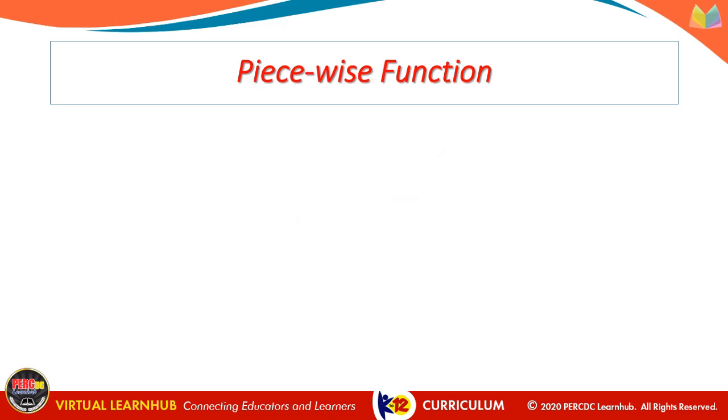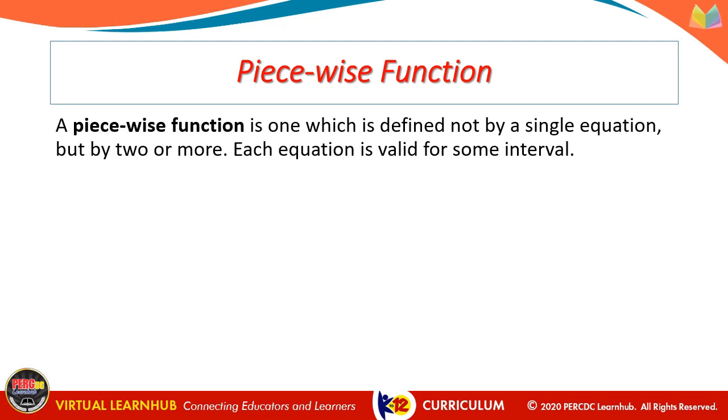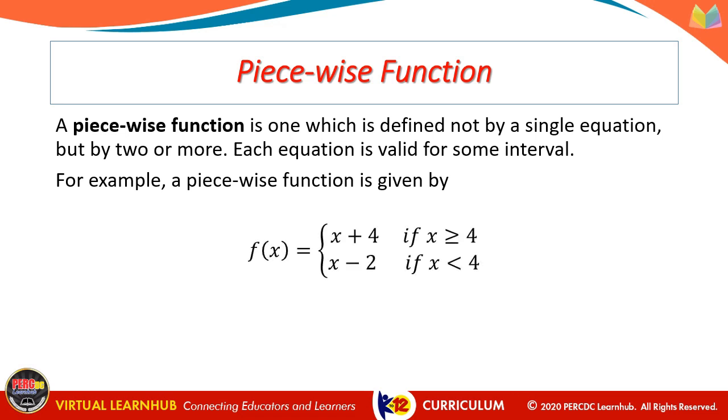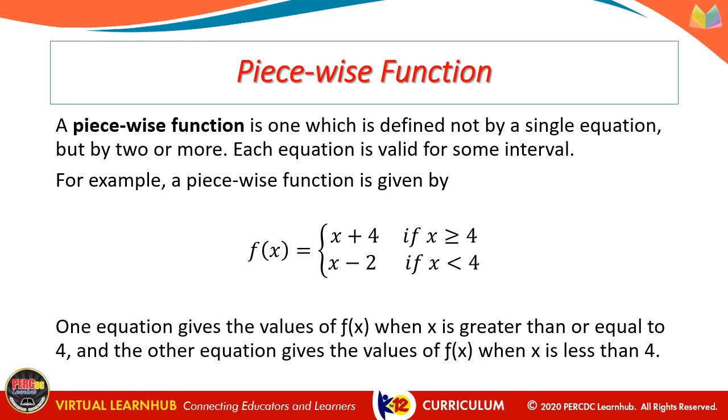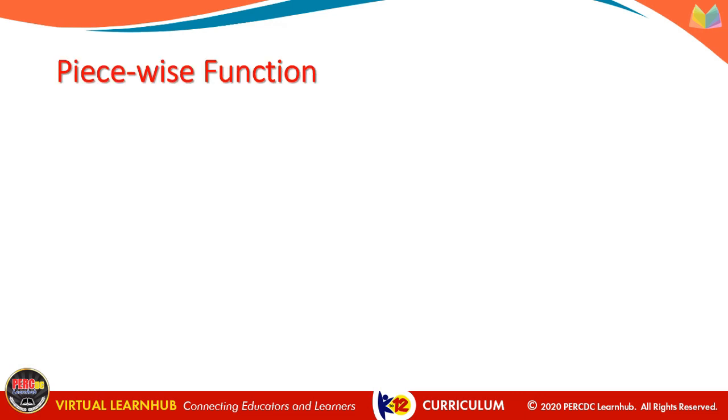Let us now go to piecewise function. A piecewise function is one which is defined not by a single equation, but by 2 or more. Each equation is valid for some interval. For example, a piecewise function is given by f of x is equal to x plus 4 if x is greater than or equal to 4. F of x is equal to x minus 2 if x is less than 4. One equation gives the values of f of x when x is greater than or equal to 4, and the other equation gives the values of f of x when x is less than 4.